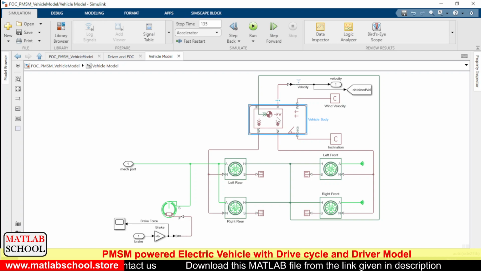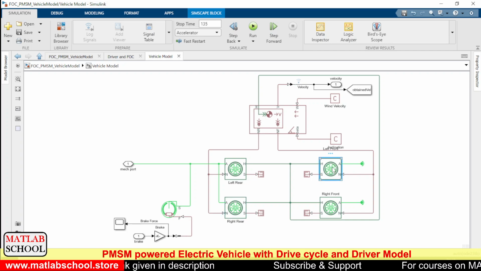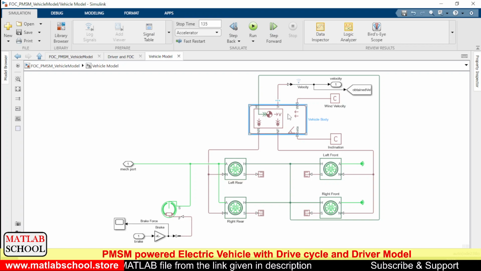So this is the vehicle model, and to the vehicle body we'll be connecting 4 wheels. This is the left rear wheel, this is the right rear wheel, this is the left front wheel, and this is the right front wheel. This is the connection which represents the ideal connection between the vehicle body and the wheels. Here we have another connection called H that represents the feedback from the wheels to the vehicle body.